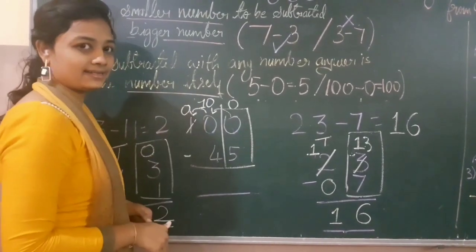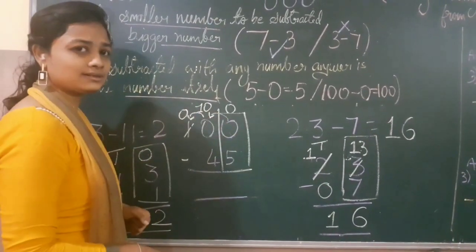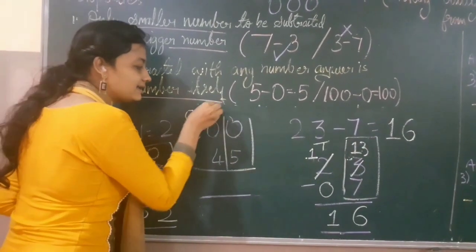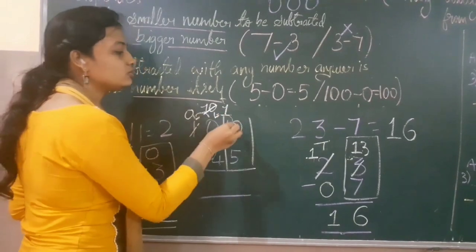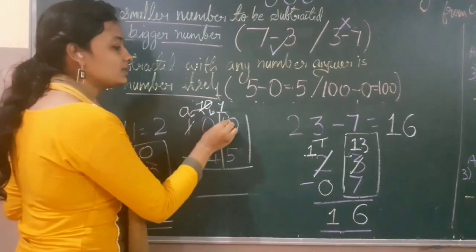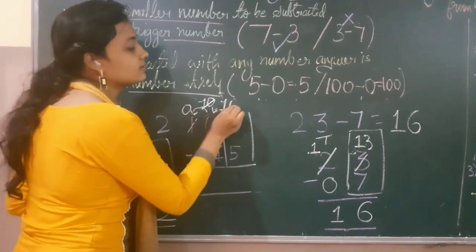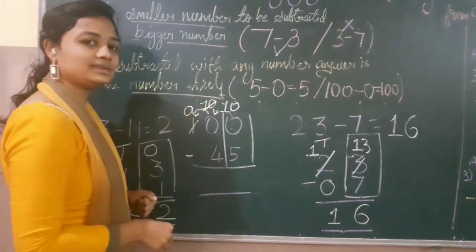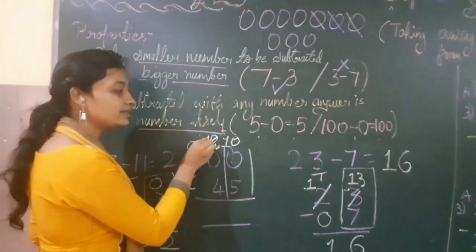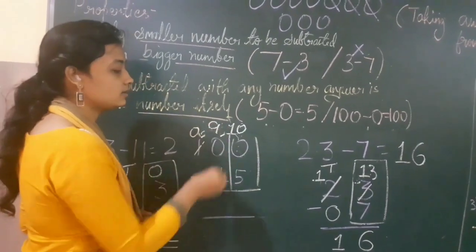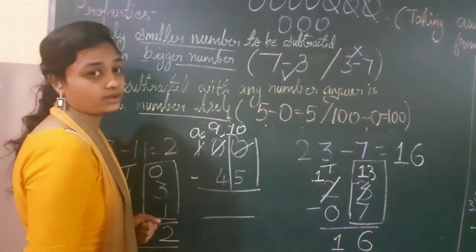Now it has 10x. So can it give 1 to the next one? Yes, it can give. So it will give 1 to this first ones place 0. What will this 0 become? Join with 1 and become 10. But what will this 10 become? It will give 1 and become 9. So all the numbers are changed now.